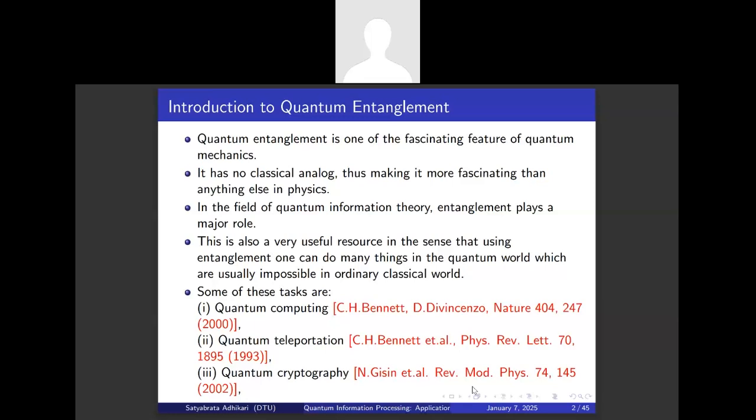Teleportation is basically the idea of teleporting a state from one place to another with the help of an entangled state. The concept of teleportation is how we can send a message from one place to another better than in the classical world. In the classical world, we can send a message with some probability, with some fidelity, and the fidelity is 66%.